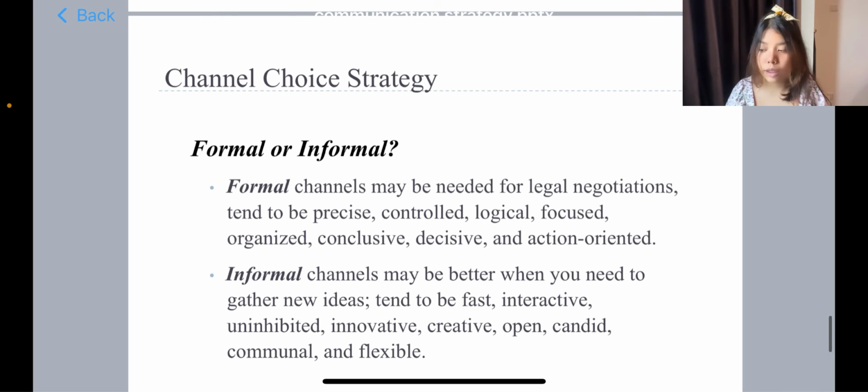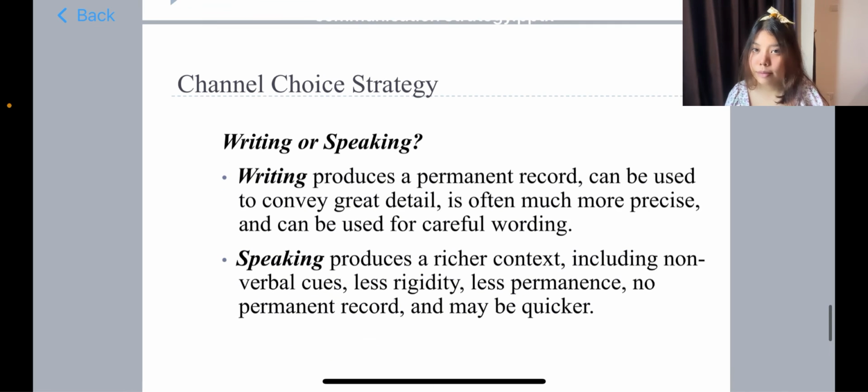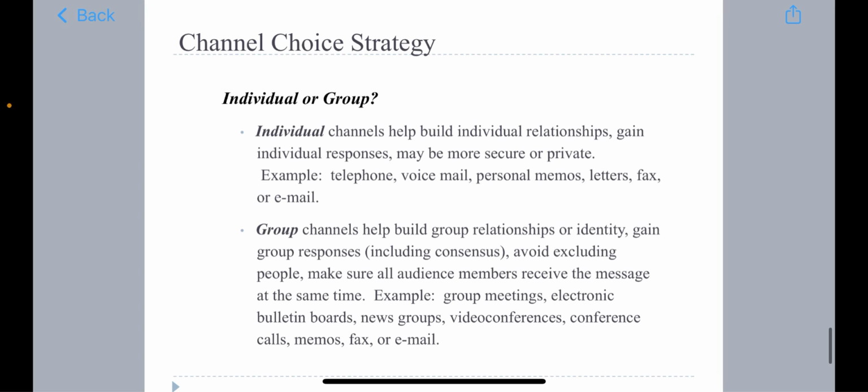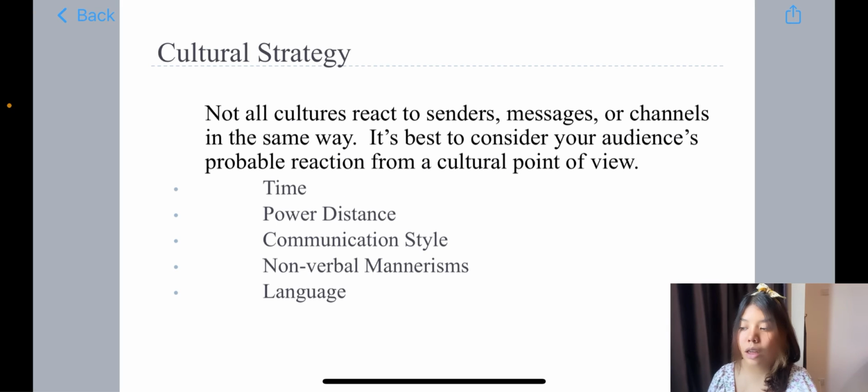So channel choice strategy. Formal or informal? Should we use the formal or the informal channel? Next, channel choice strategy, writing or speaking. Should we use writing or speaking when we choose the channel? Next, we can choose individual or group. Next is culture strategy. Not all cultures react to senders, messengers, or channels in the same way. It's best to consider your audience's proper reaction from a cultural point of view.